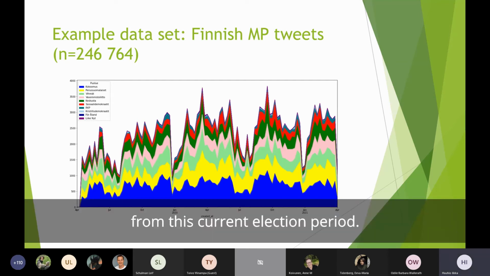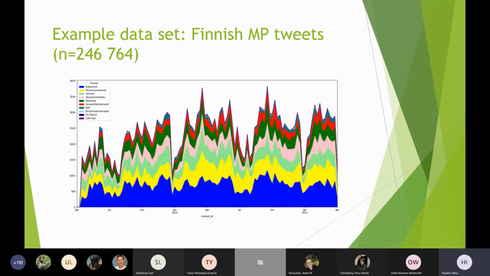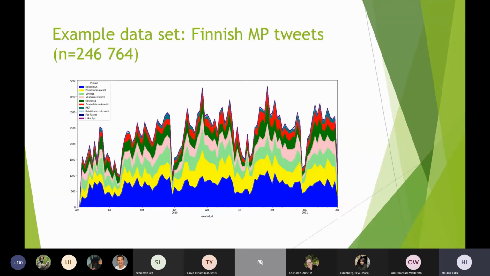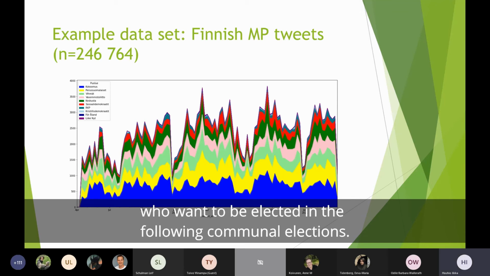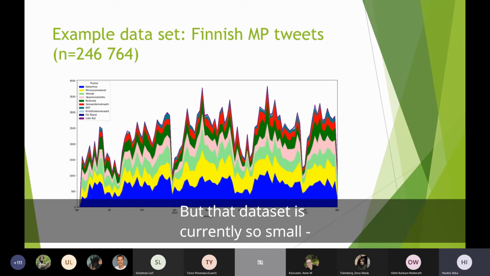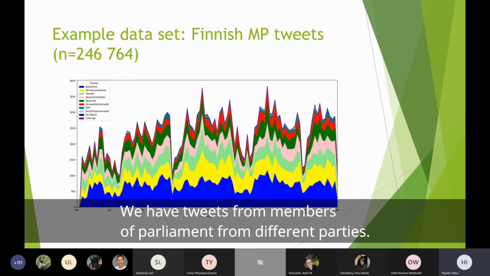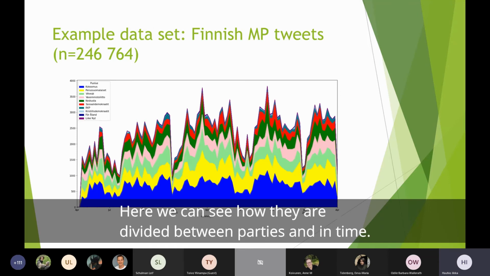from this current election period. And we have also begun creating a data set of tweets from people who want to be elected in the following communal elections, but that data set is currently so small that I didn't get any interesting results yet. But we have tweets from members of parliament from different parties, and here we can see how they are divided between parties and in time.